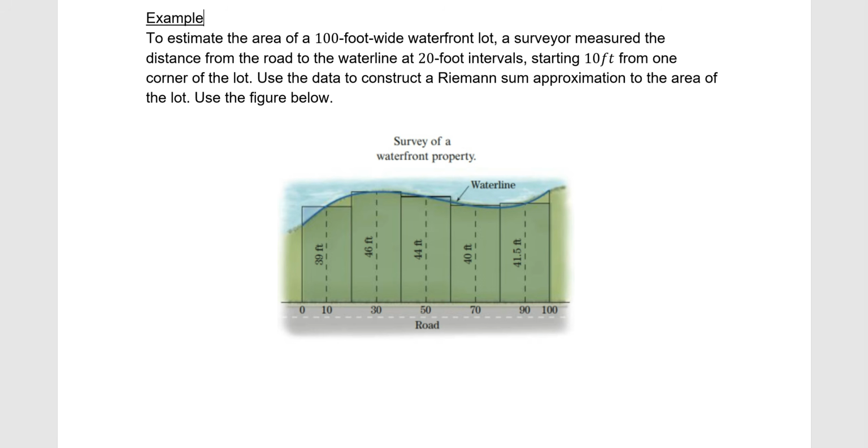So we chopped up that area into 20-foot subintervals. And then from these subintervals, we took the midpoint from all of these subintervals and used that midpoint to find that distance away from the waterfront. And then we created rectangles for each one, found the areas for each rectangle, and now we're going to add them up and get our estimated area.